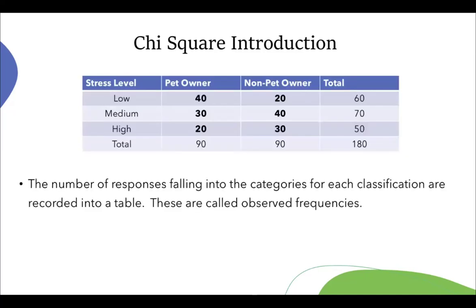The number of responses falling into the categories for each classification are recorded into a table. These are called observed frequencies. So an observed frequency is something that you observe in your sample. So in our sample, we are observing that there are 40 people in the sample who are pet owners with low stress level. And we could do that for the rest of these numbers as well. The whole table is called a contingency table.